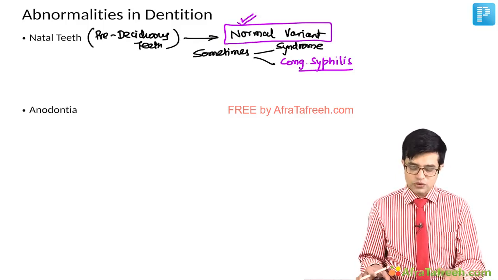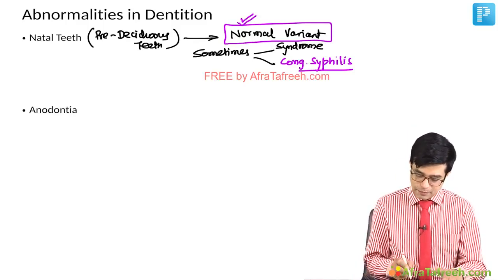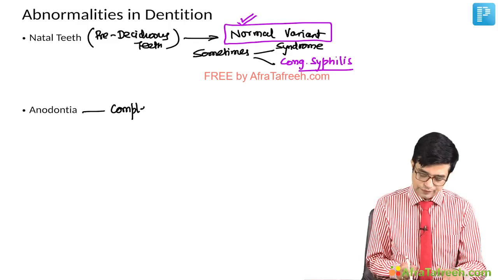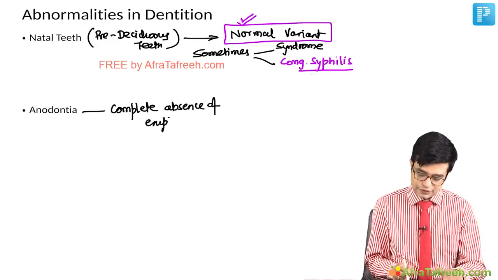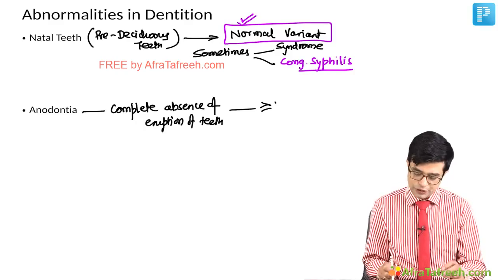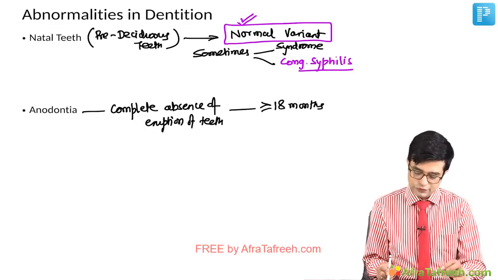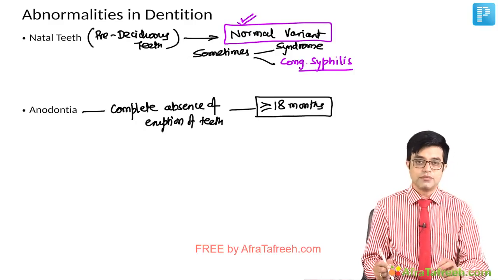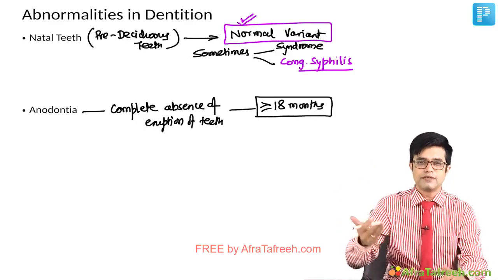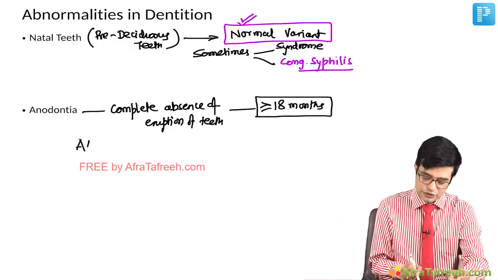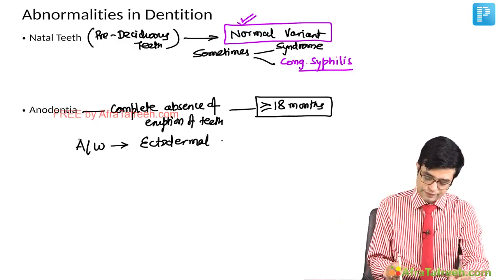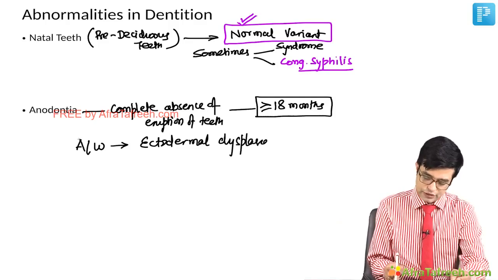Second, you have anodontia. Anodontia means complete absence of teeth. Complete absence of eruption of teeth. Anodontia is defined only at or beyond 18 months of age. If no tooth has erupted at or beyond 18 months, till 2 years, 3 years, whenever the child comes to attention, you use the word anodontia. It is a rare thing, but it is often associated with a group of conditions called ectodermal dysplasias, which can be a potential MCQ.